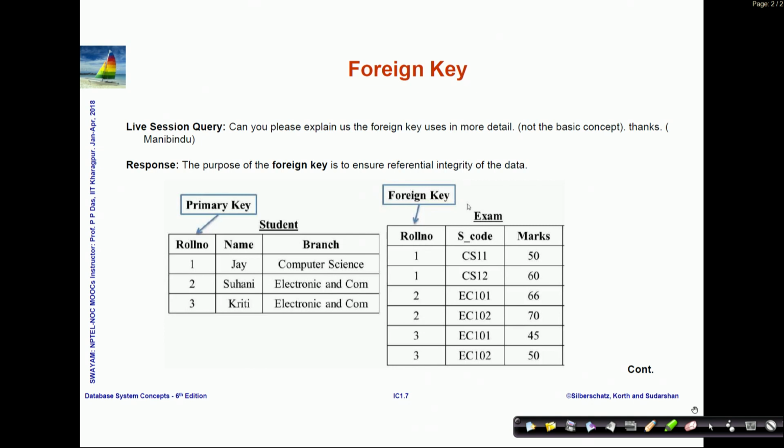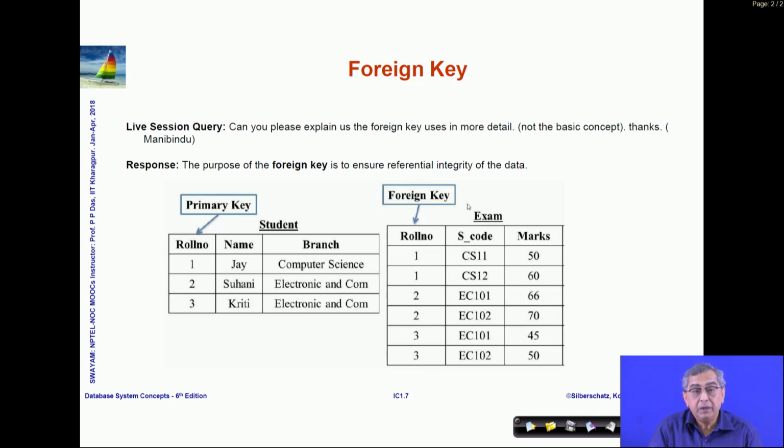Again, there is a question on foreign key from Manibindu. Can you please explain the foreign key uses in more detail? We have already discussed that, but you are asking for some more detail. I think these were also discussed, that the purpose of the foreign key is to ensure referential integrity.